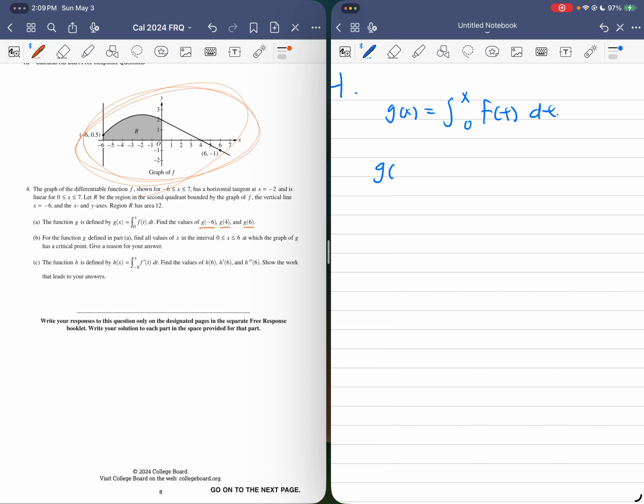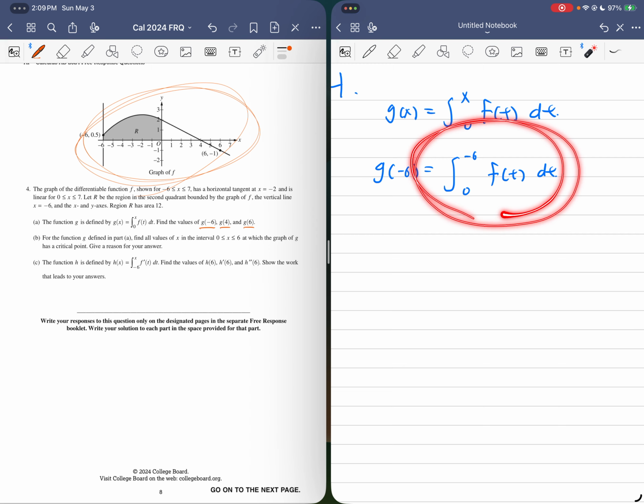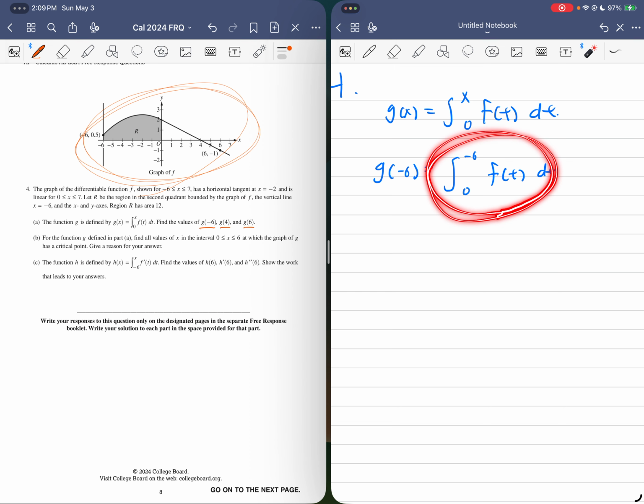G of -6 is the integral from -6 to 0 of f of t dt, right? Actually, it's from 0 to -6. So when you do this one, you actually have to find the area under the curve, okay? Keep that in mind. What you're trying to find is the area under the curve, not the y value. Now, you cannot really have -6 on the top because we always put the small number on the bottom, higher number on the top. So this is the same thing as negative the integral from -6 to 0 of f of t dt.